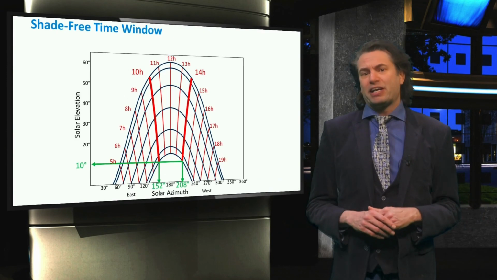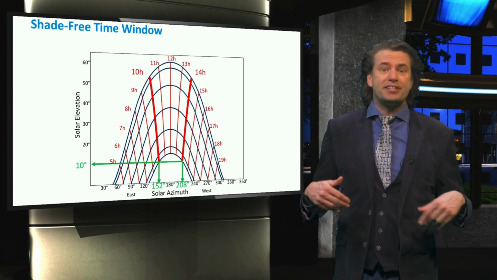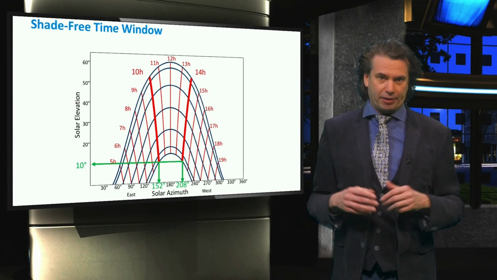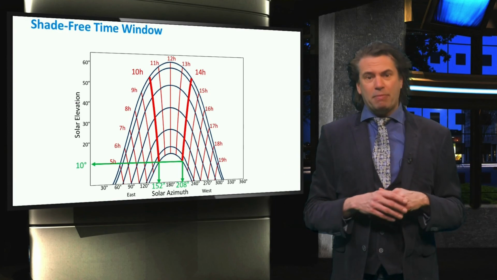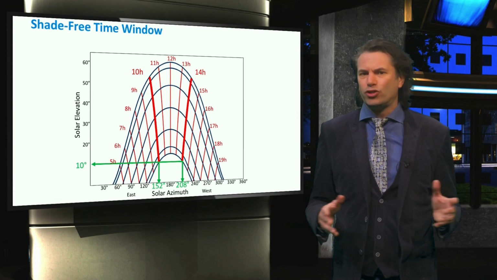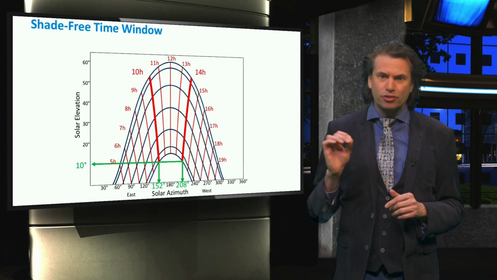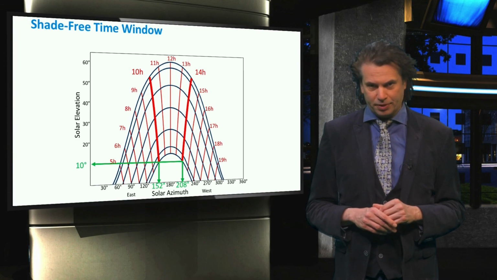Other practical aspects analyzed in week 4 are the row spacing and the shade-free time window of a PV array. Using the analemma diagram at the certain location, we can obtain the relevant angles to calculate the row spacing needed to avoid mutual shading in the desired time period.